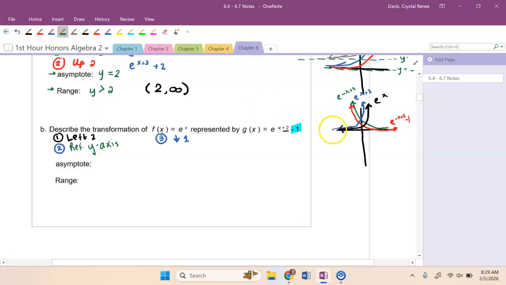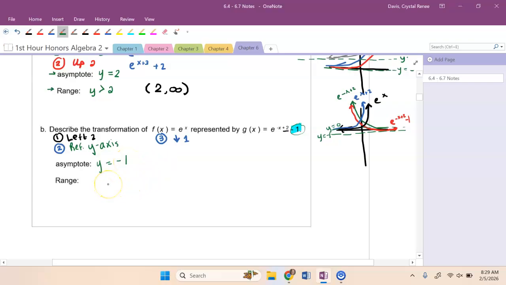Okay, remember with just e to the x, my asymptote was right here at y equals 0. Okay, nothing except this minus 1 shifts that asymptote. The minus 1 now tells me our new asymptote is at y equals negative 1. So my asymptote would be y equals negative 1.